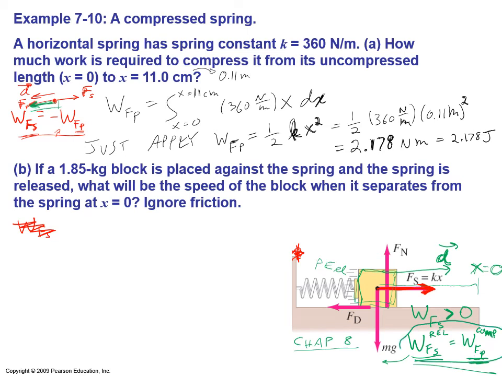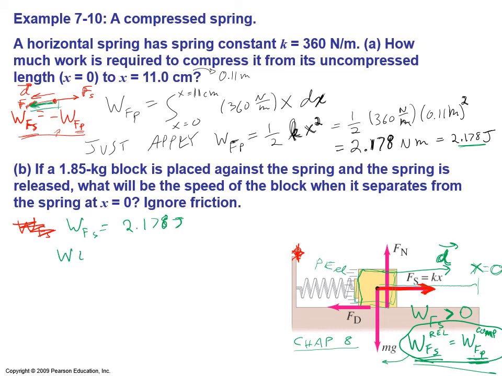So the whole point of that was just that the work done by the spring force on the block is equal to the work that was done on the spring by a person's hand in part A. So that's going to be 2.178 joules. Now it's asking us to find the speed of the block when it separates from the spring.